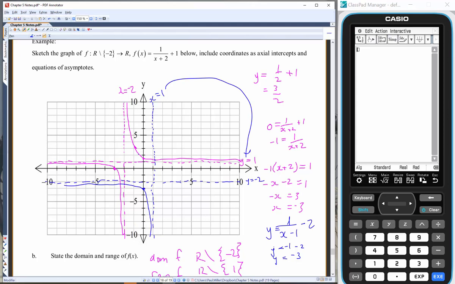And this, which was 3 on 2, the y-intercept, is going to become the x-intercept because, again, swap x and y. This is 1, this is 3 on 2. Okay, so it's going to go down through here and along here.